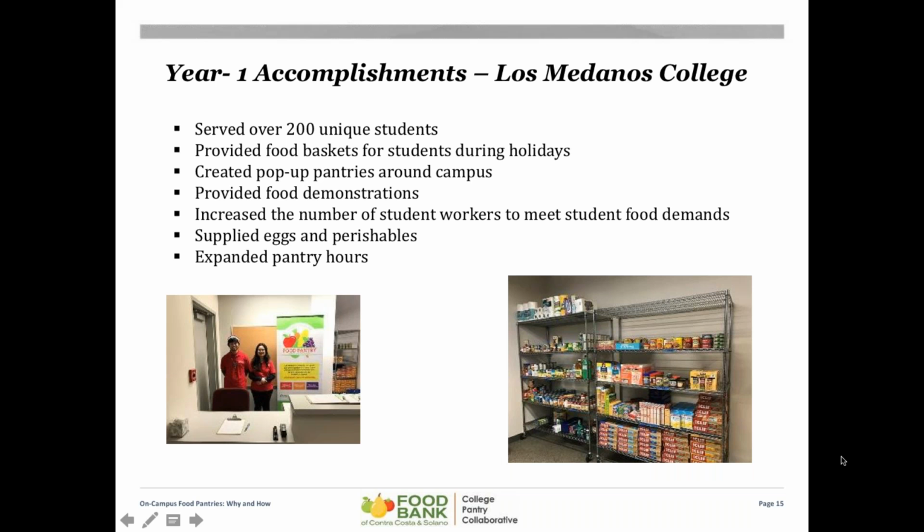So the really cool thing about the food demonstrations was that the foods that we picked up were all straight from the food pantry. So we were able to teach students how to meal prep, how to make healthy foods using the foods that they pick up from our pantry. And I think that made a world of a difference because students were actually comfortable with what they were eating and how they were preparing their foods.